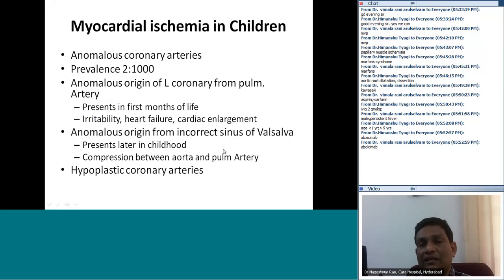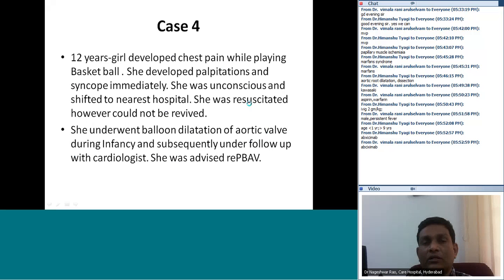So this is a 12-year-old girl who developed chest pain while playing basketball. This is a real story. She developed palpitations and syncope immediately. She was unconscious. Mother called me actually. I asked them to shift her to the nearest hospital. Mother said there is no pulse, and she started resuscitating, and there was an immediate hospital, and she was resuscitated.